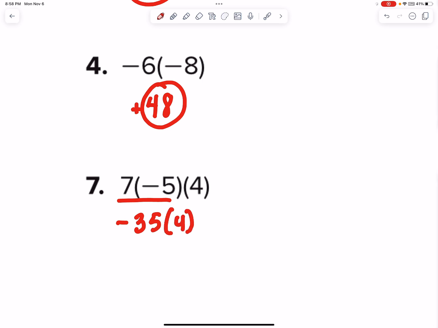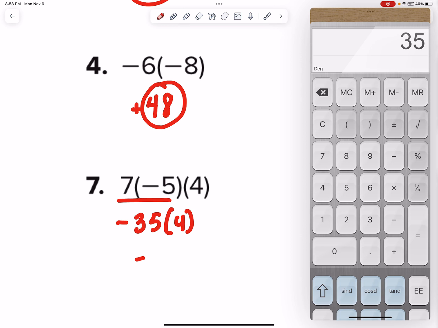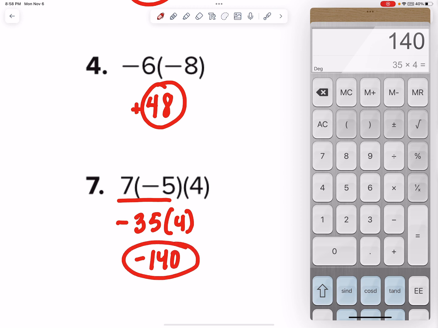Bring down the rest. And now I hate to love. If you don't like loving, that means you hate. And so we have 35 times 4 is 140 negatives, because I have 4 groups of negative 35.